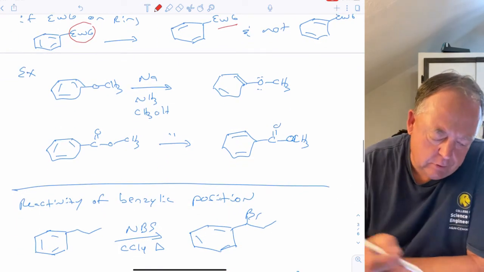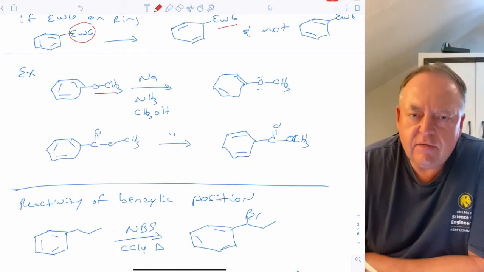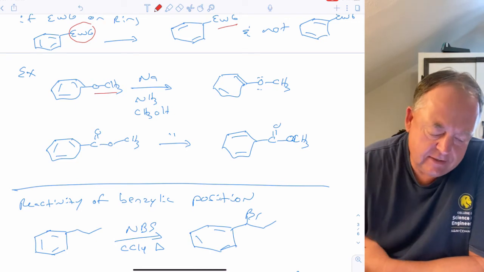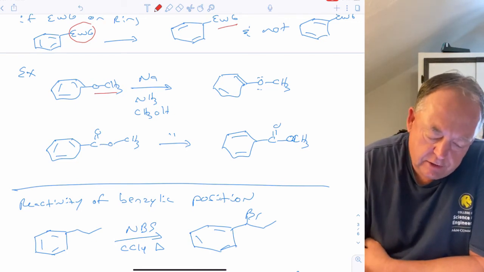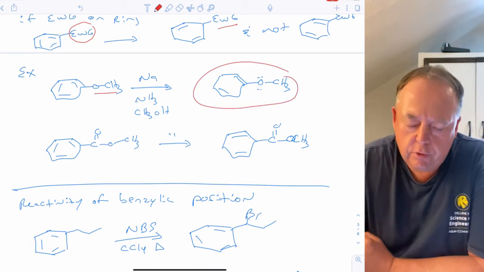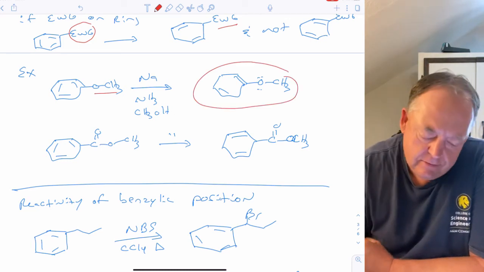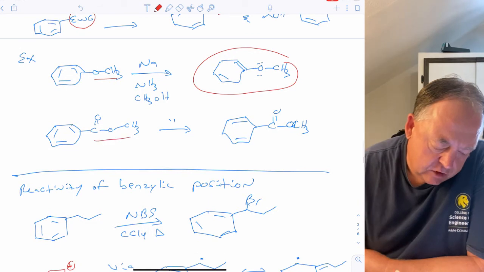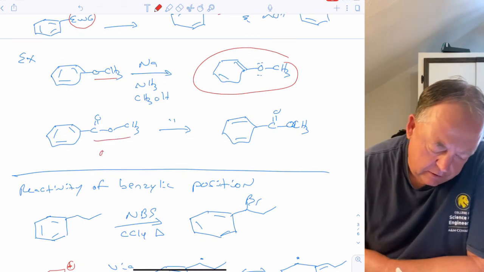So that's an example. Right, this would be an activator. So that's an electron donating group. So if you did the Birch reduction here, right, that would be your major product where the OCH3 is on the double bond. And this would be a meta director, so a deactivator.